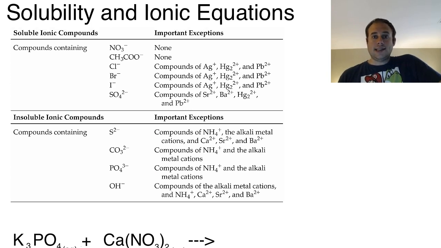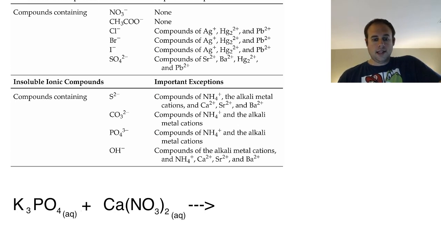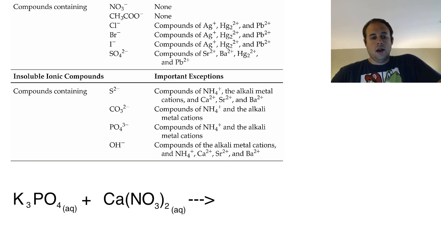Now I would suggest that you have the solubility chart with you as you're working, whatever your textbook utilizes. So here is the solubility and ionic equations chart. And if you take a look down here, this is the reaction that I'm proposing. We're going to take potassium phosphate, which is aqueous, and mix it with calcium nitrate, which would also be aqueous. So the question is, will a precipitate form? If so, what would it be? And what are the potential products here?